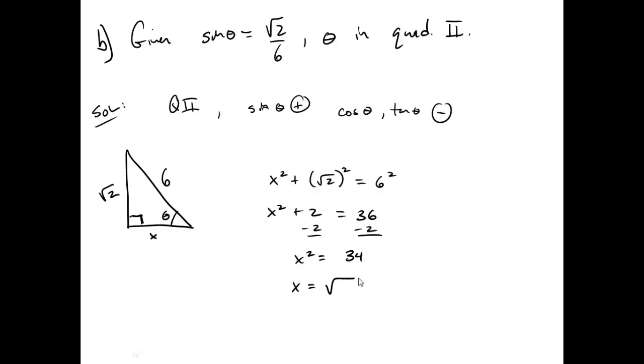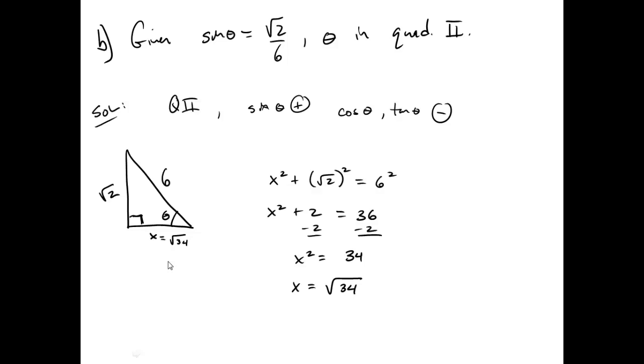So x equals the square root of 34, which is the same as saying square root of 2 times square root of 17, but it does not have a perfect square factor, so you don't have to worry about it. So yeah, I have x equals the square root of 34. Alright, so that's this side down here. That's really my adjacent side.